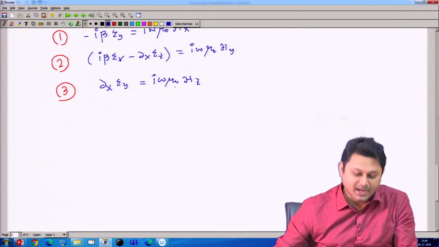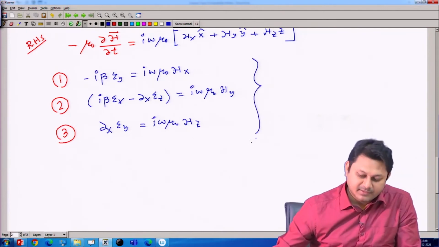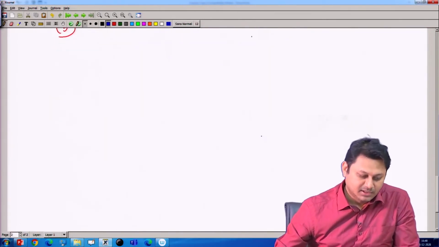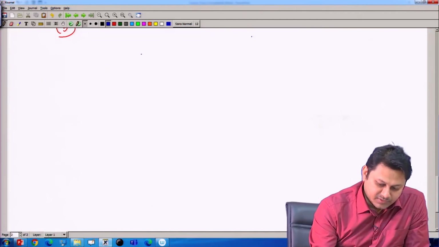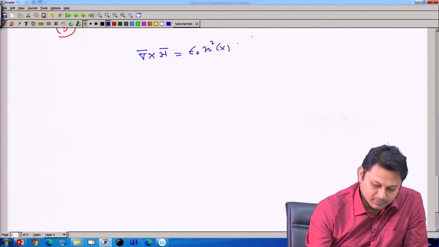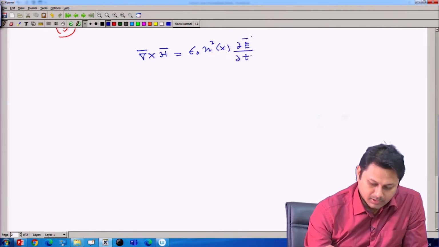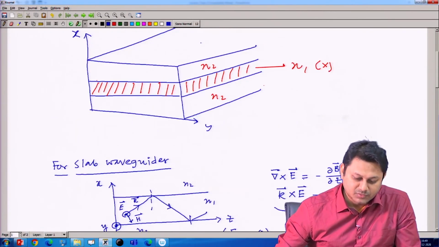Now, I have another equation in my hand. So, this is important. This set of equations I have, and I should have another set of 3 equations if I use the next equation. So, what is my next equation? My next equation is curl cross H equal to epsilon 0 n square x dE/dt. This equation also I mentioned here, that I need to use these 2 equations.